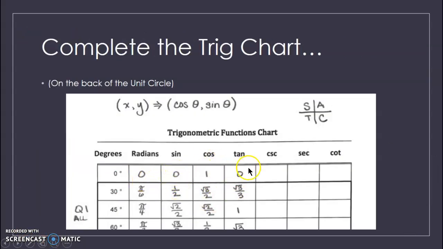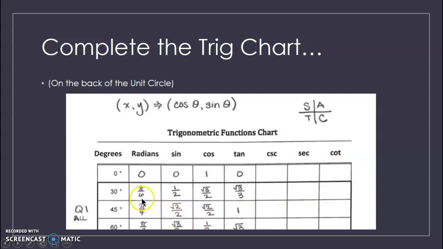And when we flip that, it becomes 1 over 0, which actually makes this undefined. For cosine to secant, I have a 1 here for 0 degrees, so that means 1 over 1. Flip that, we still get 1 over 1, which is still 1 for secant. Tangent is also 0, 0 over 1, and we get 1 over 0, which is also undefined.